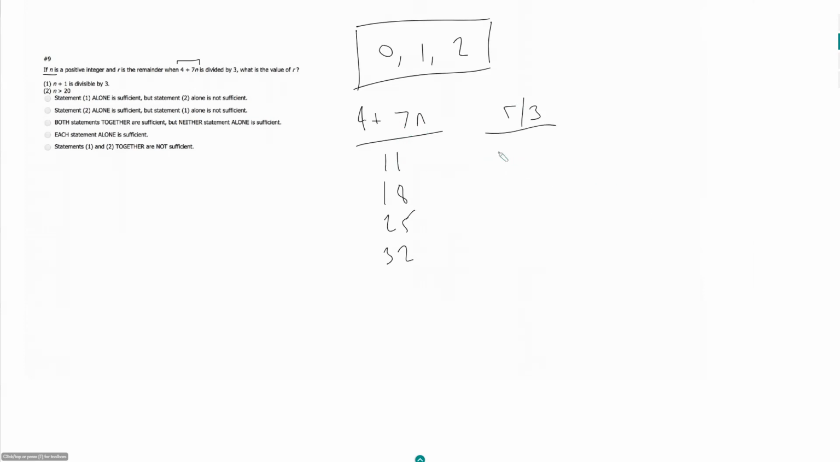11 divided by 3 is going to be 3 remainder 2. 18 divided by 3 is going to be 6 remainder 0. 25 divided by 3 is going to be 8 remainder 1. And then 32 divided by 3 is going to be 10 remainder 2.